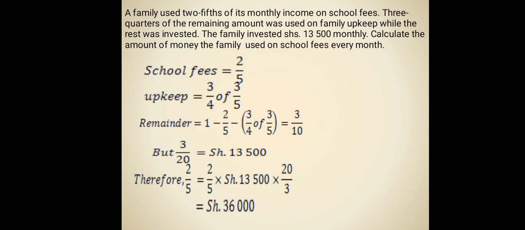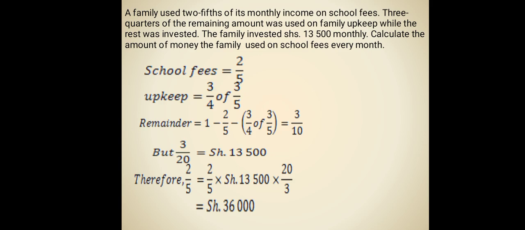Now, a family uses 2/5 of its monthly income on school fees. 3/4 of the remaining amount was used on family upkeep, while the rest was invested. The family invested 13,500 monthly. Calculate the amount of money the family used on school fees every month.